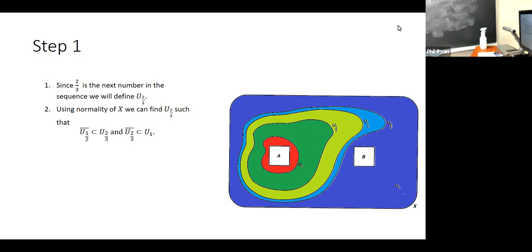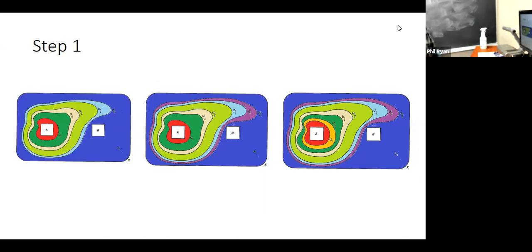So that's our two closed sets that we're between. And so U two thirds is going to cover the closure of U one half. And the closure of U two thirds is going to lie within U1 because it's not going to meet B. Okay, and so we just keep on going, right?